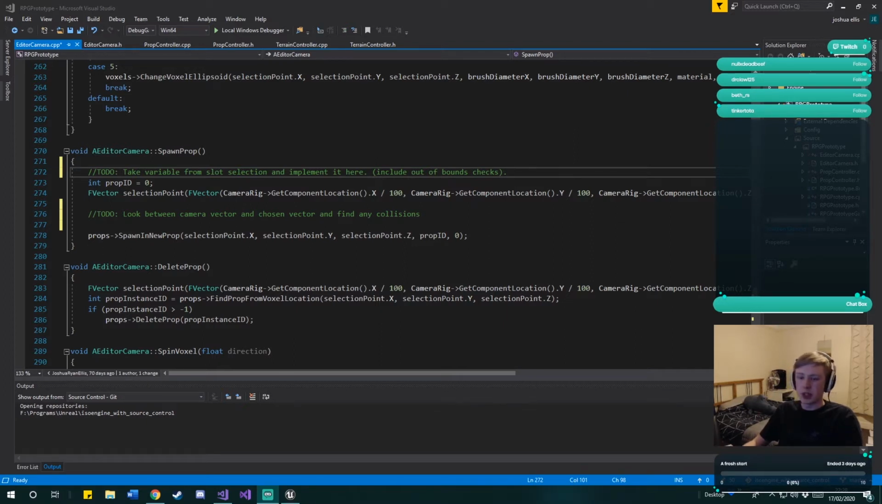Essentially what I'm going to be doing today is going through some to-dos that I've put inside of the code and just working through those slowly.